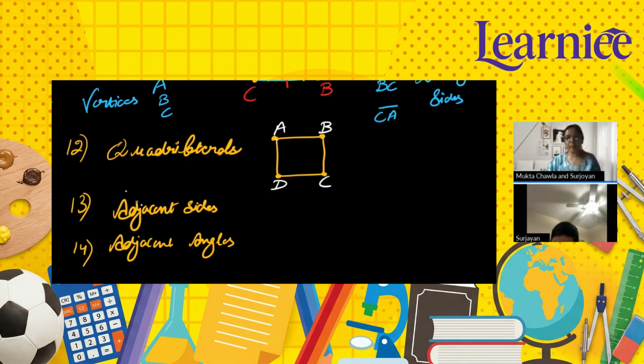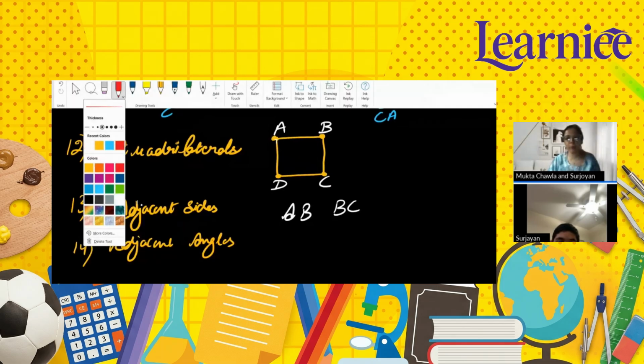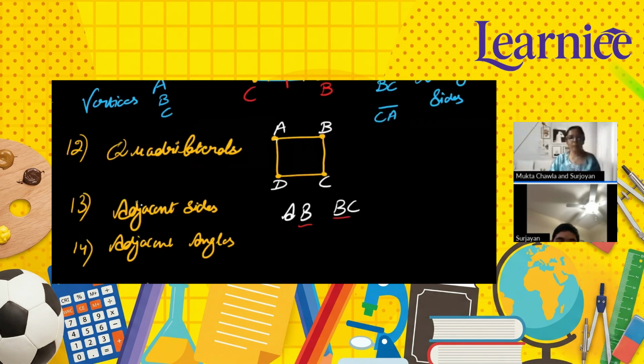When we go with the diagram in geometrical terms, they would be having something in common, right? When we say adjacent sides, what do they have in common? You said AB and BC would be adjacent sides. So why are they adjacent? Because they have something in common, and what is common over there? That is B. Got it?